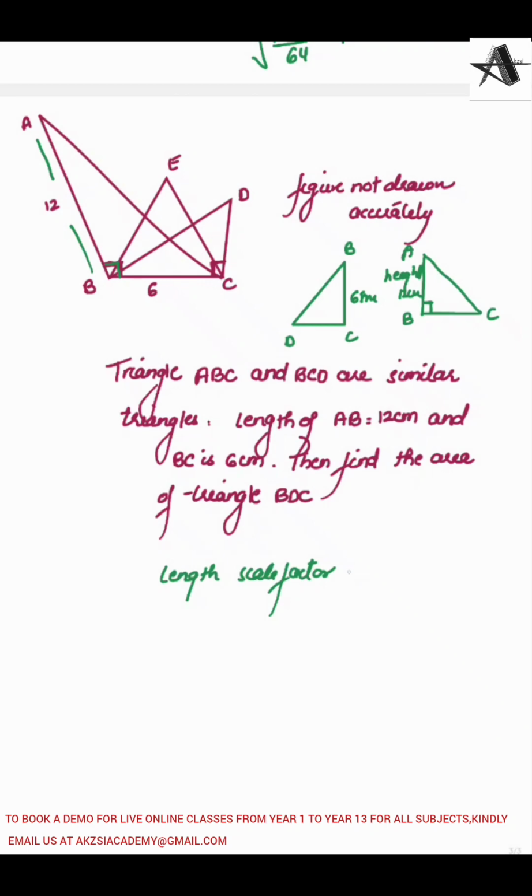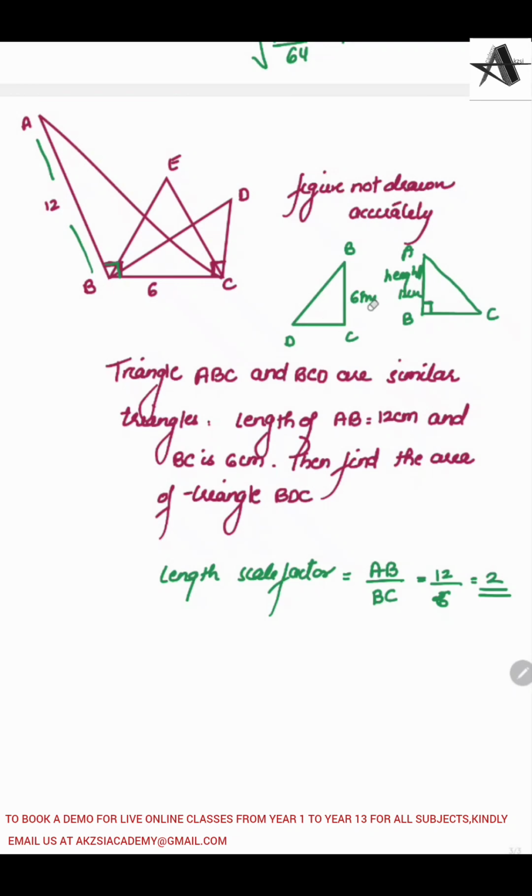So the length scale factor is then AB divided by BC. They both are base or height. We can consider them height. So let me say they both are the height of each triangle. So this is 12. This is 6. You'll get 2 as the scale factor. That means every side will be twice the other side.